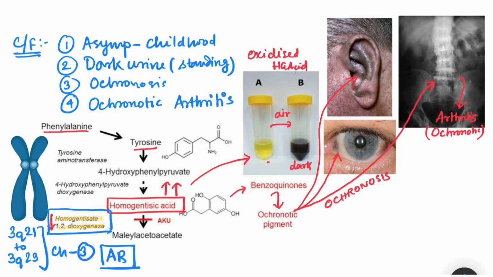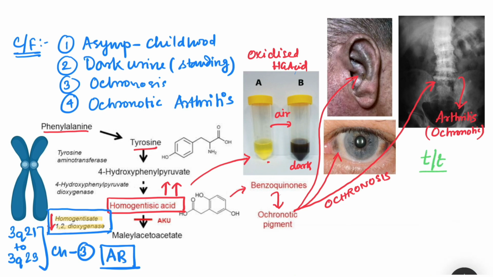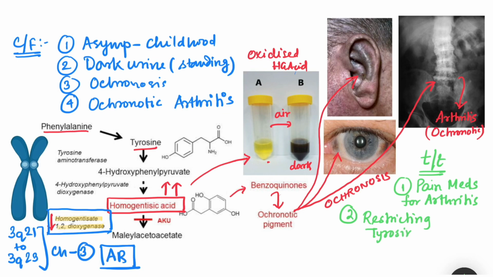The treatment also targets two parts: decreasing the homogentisic acid production and reducing the pain of ochronotic arthritis. So the treatment will involve pain medication or pain management for arthritis, which is symptomatic treatment, and restricting tyrosine and phenylalanine in the diet, so that less amount of homogentisic acid is produced.